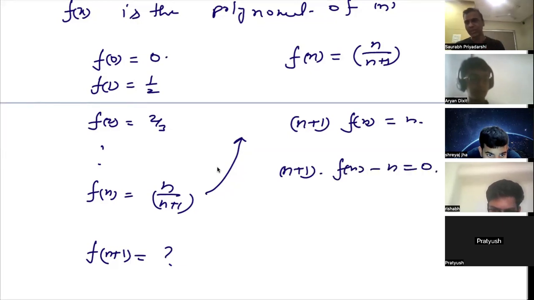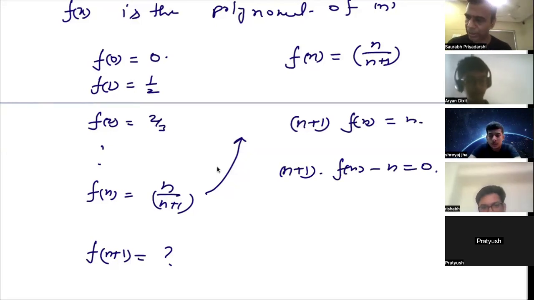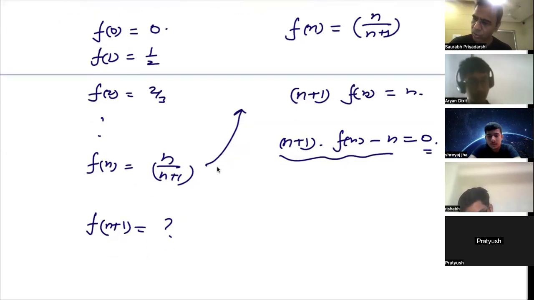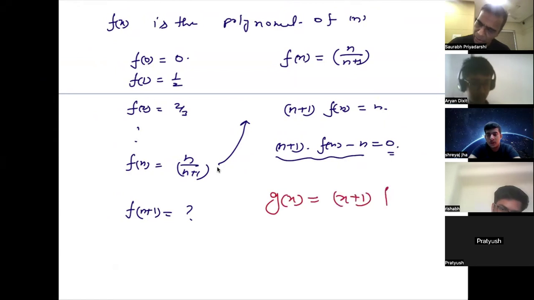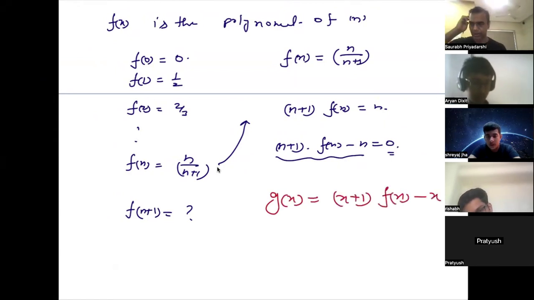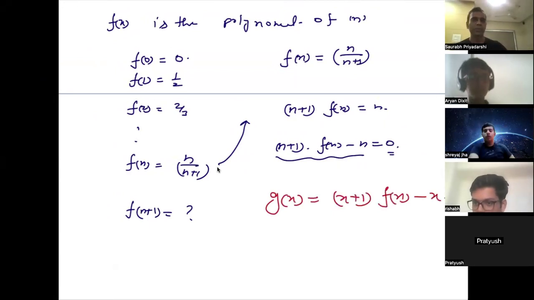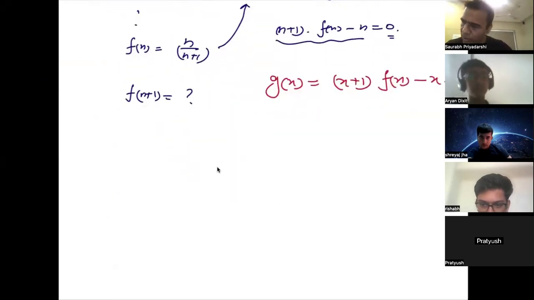So now this is looking like something is equal to 0. So from this observation, I'm saying let g(x) is equal to (x plus 1) into f(x) minus x, is equal to 0 is the polynomial. Is this okay? Is this okay?